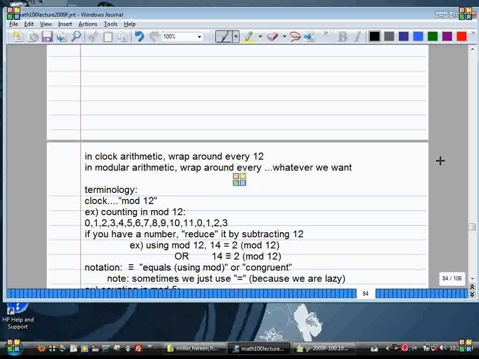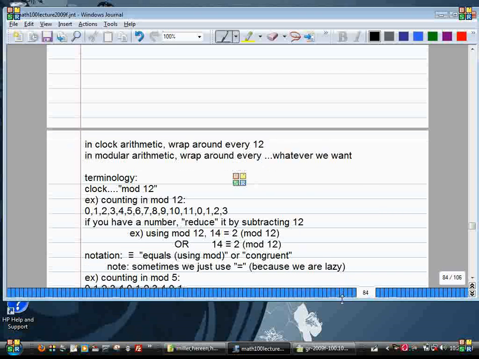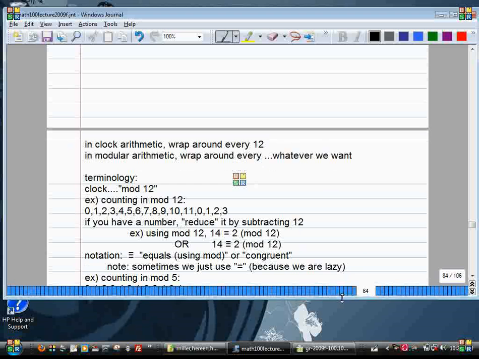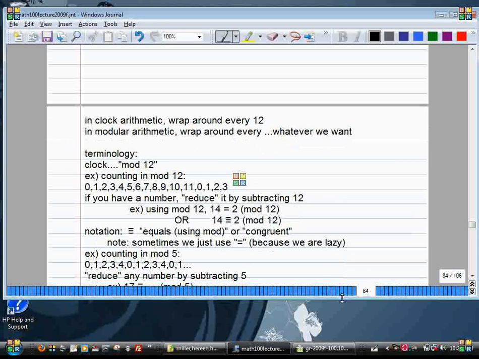So now I'm going to introduce you to another kind of mod. Let's talk about mod 5. So how do we count in mod 5? First of all, let's start at 0, so then how does it go? 0, 1, 2, 3, 4, 0. Okay. And you can reduce any number by subtracting 5.